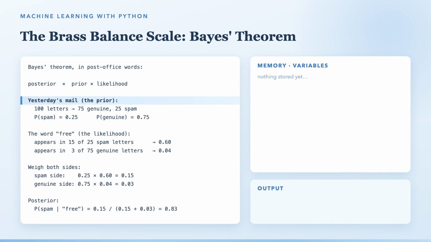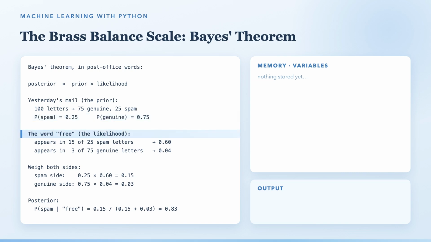Then a single word arrives as evidence. Free. How often does free appear in spam? 15 out of 25 letters, 0.60. And in genuine mail? Only 3 out of 75, 0.04. Now the scale does its quiet work. Spam side, prior times likelihood, 0.25 × 0.60 equals 0.15. Genuine side, 0.75 × 0.04 equals 0.03.